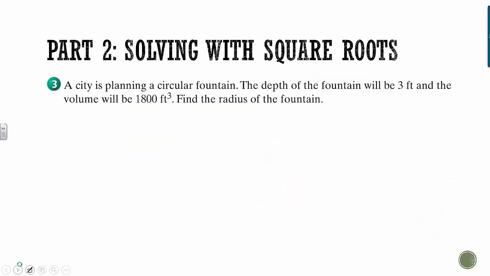So let's try a story problem. The city planner is planning a circular fountain. The depth of the fountain will be 3 feet, and the volume will be 1,800 feet cubed. Find the radius of the fountain.